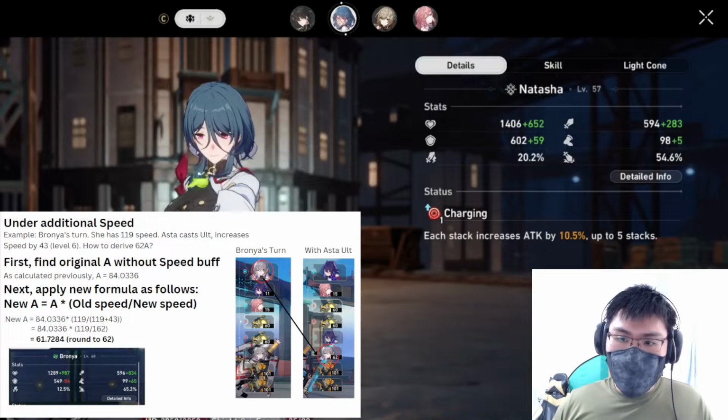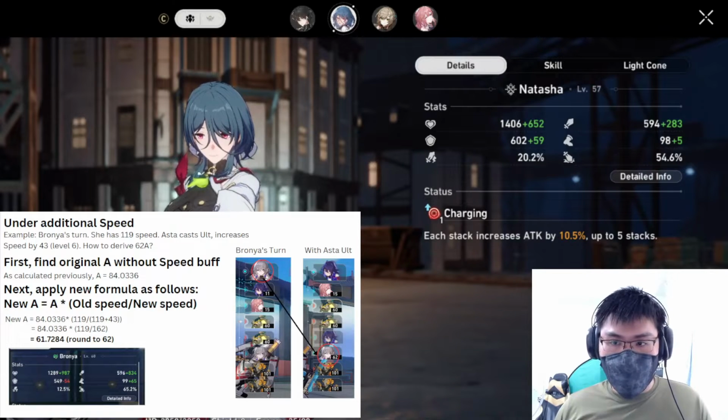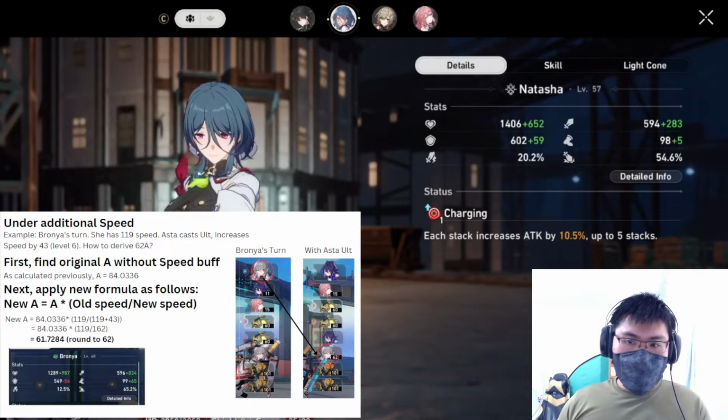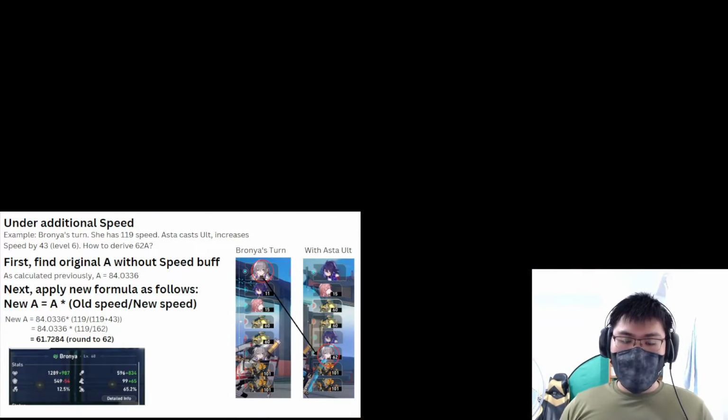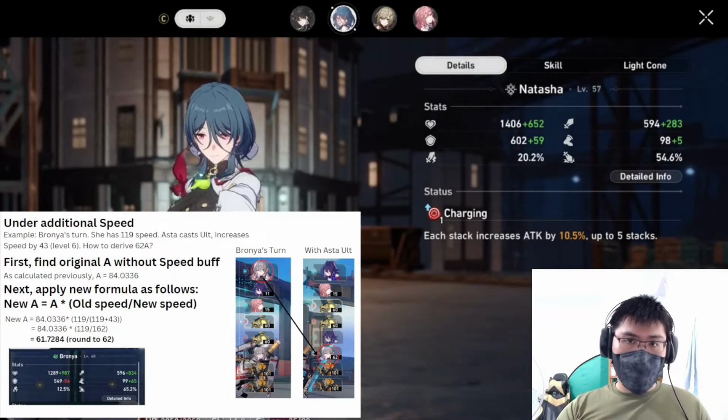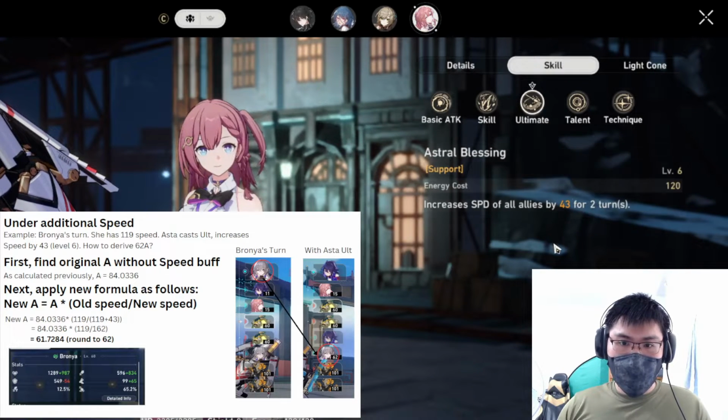So for this case, I'll use Asta and Natasha for an example. The new action value calculated based on the turn for the character will be the original action value multiplied by the old speed divided by the new speed itself. So for now, her speed value is 103 for Natasha, and after the buff, her speed will be 146, because Asta's ultimate gives plus 43 speed to all allies.